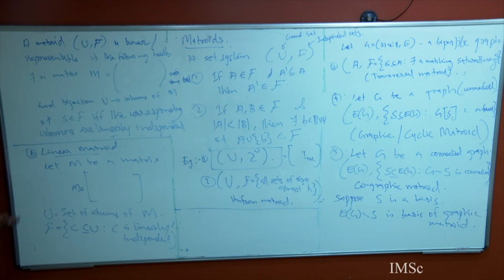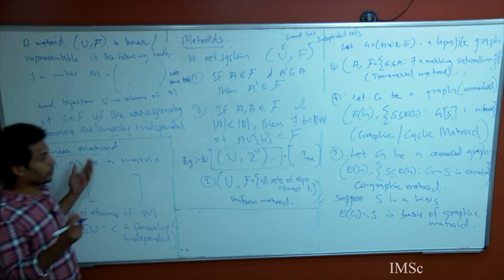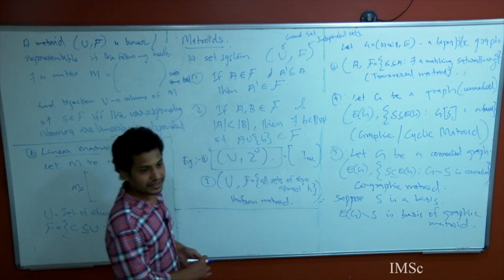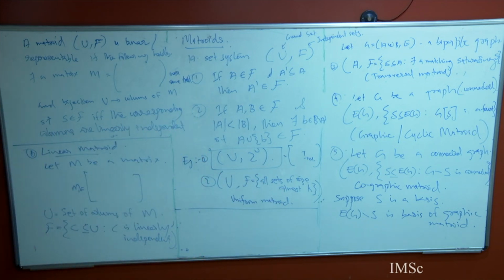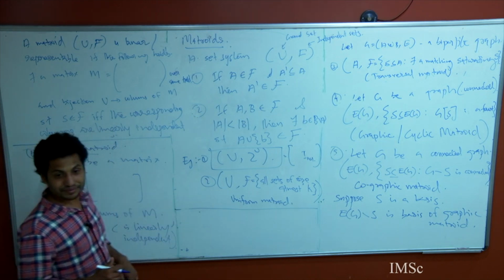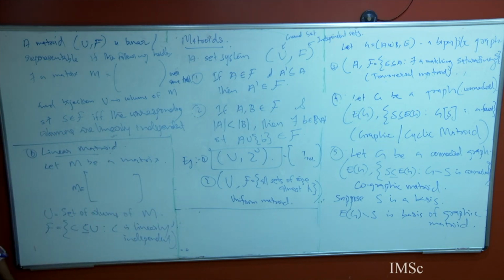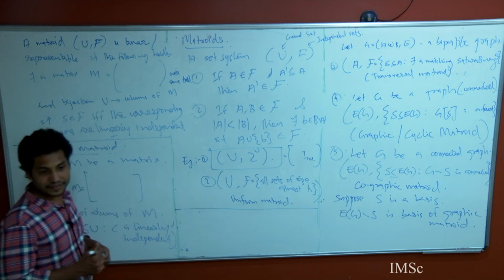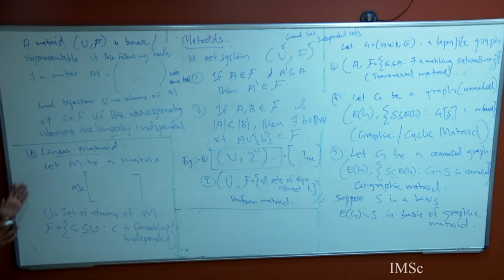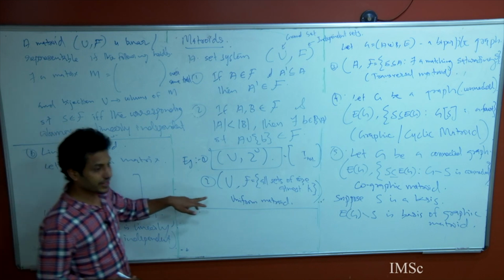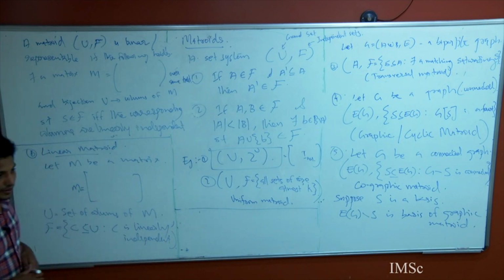Any set of columns are linearly independent, and all possible subsets are there, right? And what about for this? And this is a bit tricky. Sets of size at most k. Okay, so I will explain.